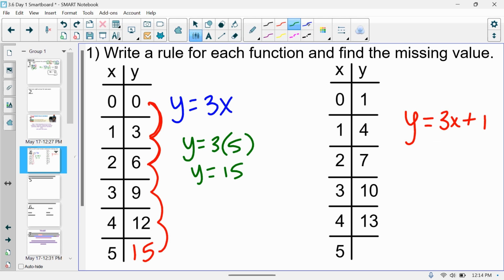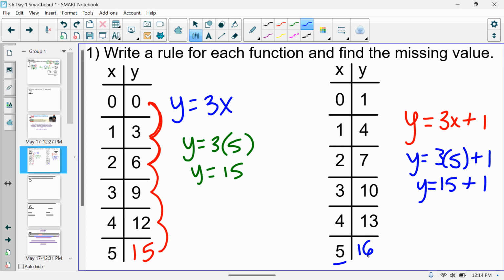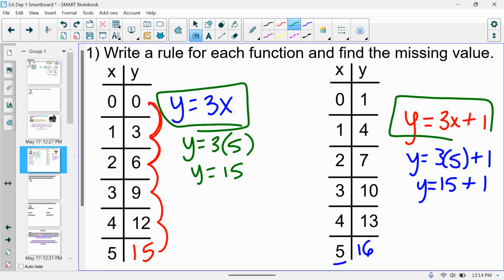So now let's go and fill in 5 for x. And remember, Gavin guessed that it was going to be 16. He's right, because 3 times 5 is only 15, but once we add that 1, it's going to become 16, okay? So now I want you to compare this rule with this one.